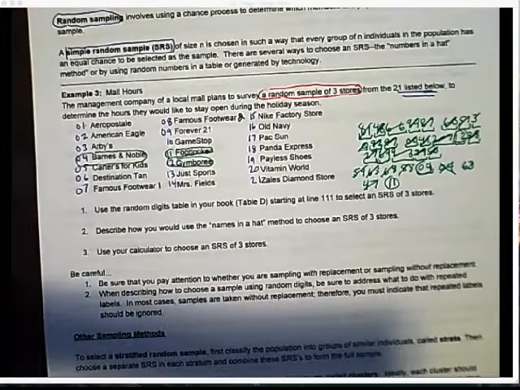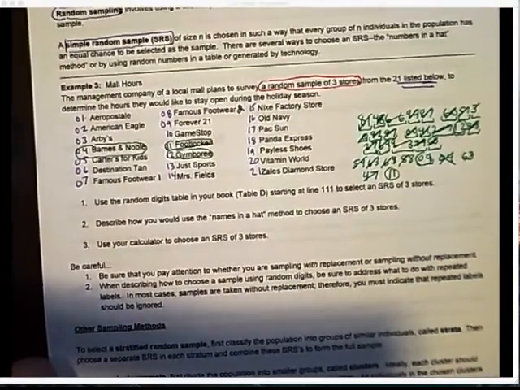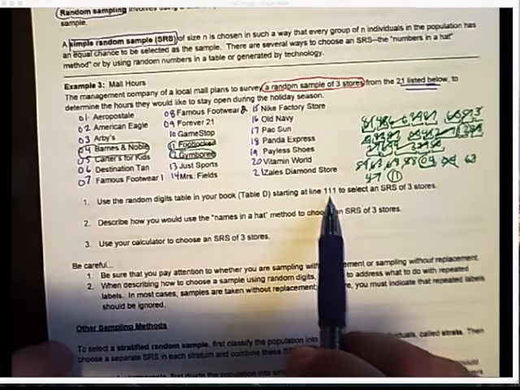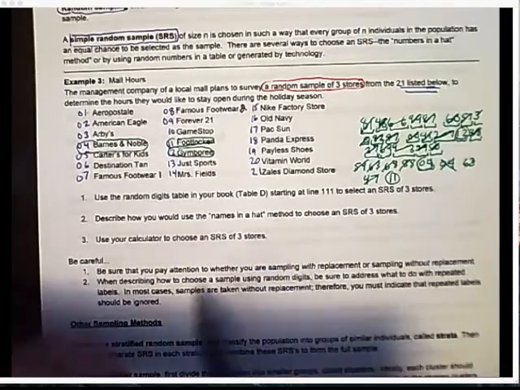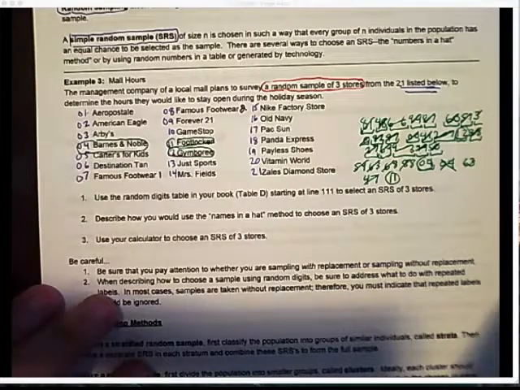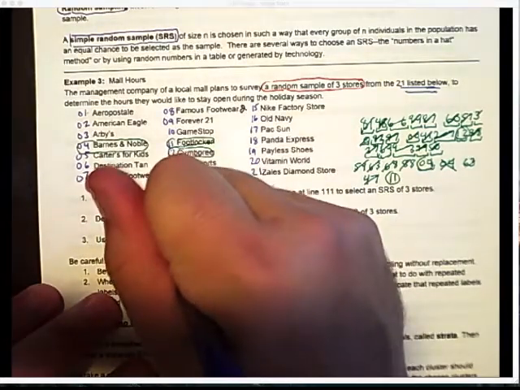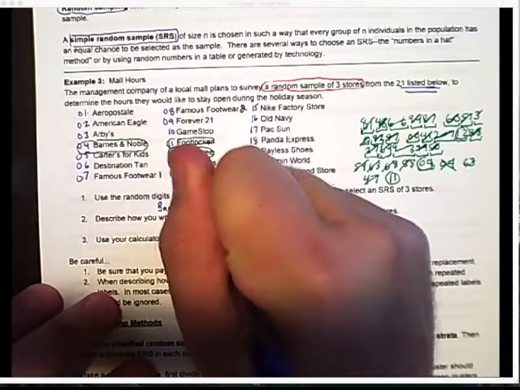Okay, so that's how I use a random number table, random digit table. All right, I chose the 111 at random. I assigned all of these numbers before I started the process, so it's a chance process. It's a random process that I used. All right, so my 3 stores would be Barnes and Noble, who I labeled number 4.